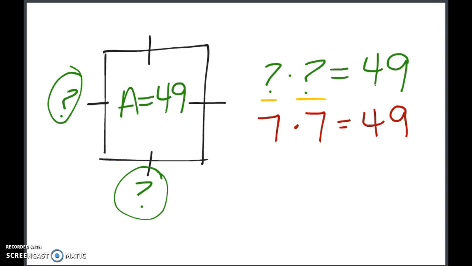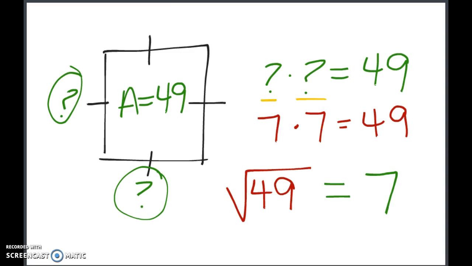Now what I just did is I found the square root of 49. It's like you're unsquaring a number. So I think, what times itself is 49? The answer to that is 7. So the square root of 49 is 7.